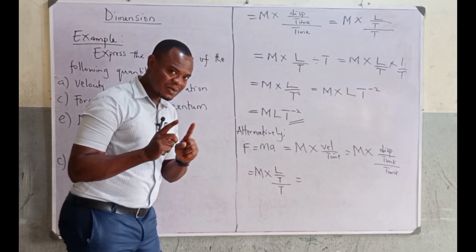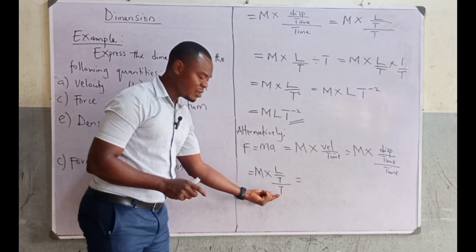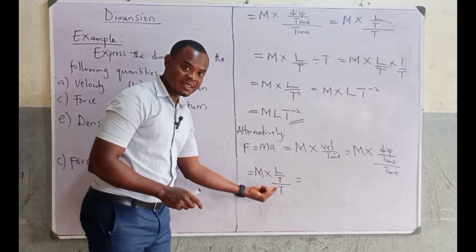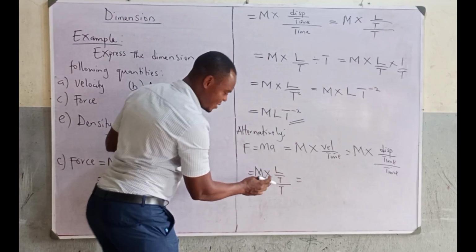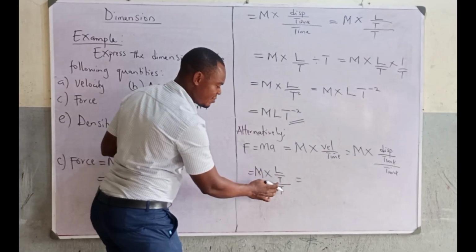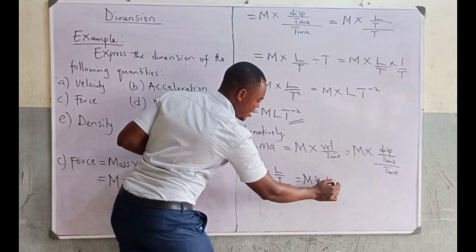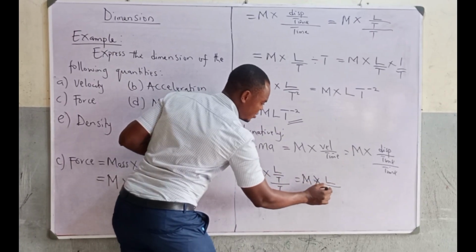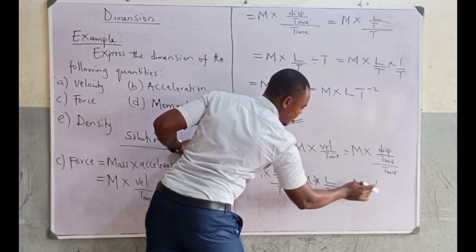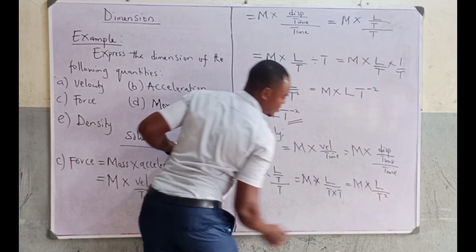Since this L over T is the velocity, it is a single entity, it's like 1 divided by the T. Since this T is dividing the whole of this L over T, what you do is you simply say T times T. You don't have to do reciprocal. T times T is a short way. M times L over T times T, which is M times L over T squared.